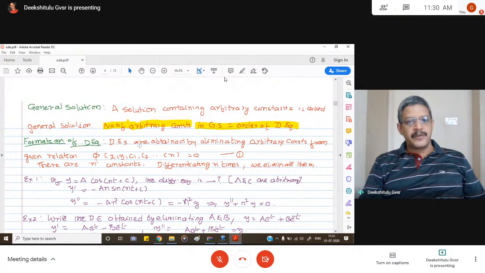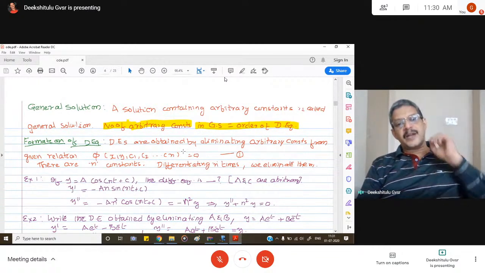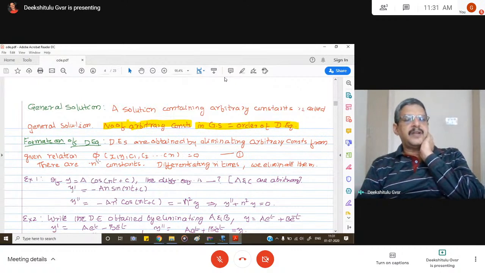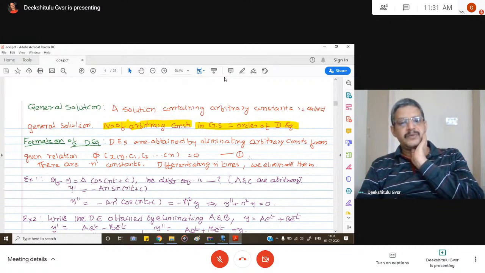And if you solve the differential equation, you will get a general solution involving arbitrary constants. From the general solution, you get the differential equation. If you solve the differential equation, we get the general solution. They are always obtained one from the other. Differential equations are obtained from the general solution, and general solutions are obtained from differential equations. Differential equations are obtained by eliminating arbitrary constants from the general relation of the form phi of x, y, c1, c2, ..., cn is equal to 0.